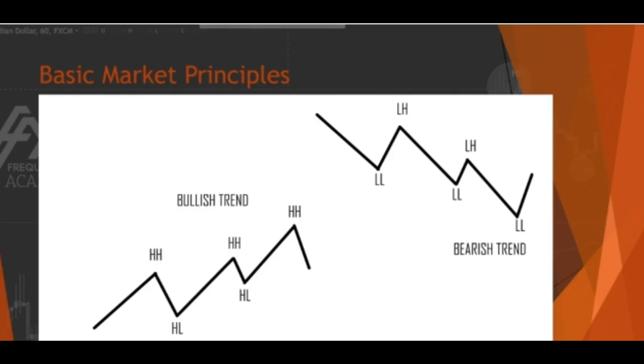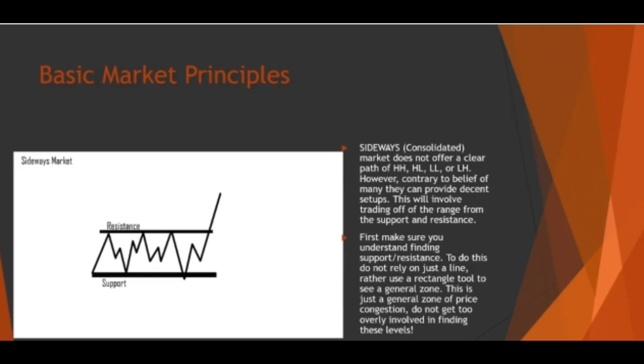Now, you may be asking yourself, Patrick, what if the higher high, higher low doesn't always work? What if sometimes it's higher, sometimes lower, and it's not very clean? Well, there's an answer to that. If you find a market that you can't really define that, typically it's a consolidated or sideways market. So let's discuss what that looks like.